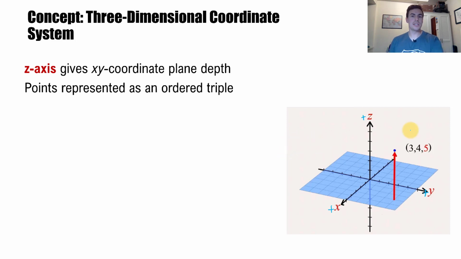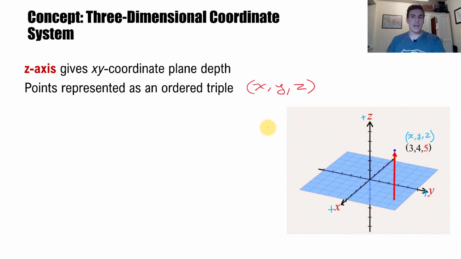Now our points are represented, as you can see here, in an ordered triple. The ordered triple looks like X, Y, and then Z is how they're ordered. So here, X would be 3, Y would be 4, and Z would be 5. So that is our ordered triple.